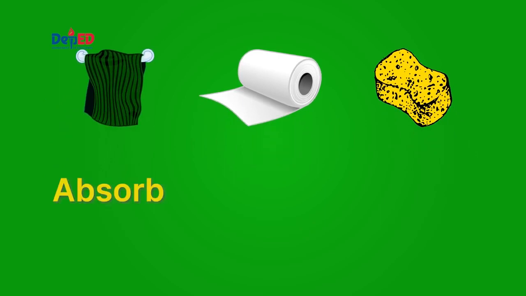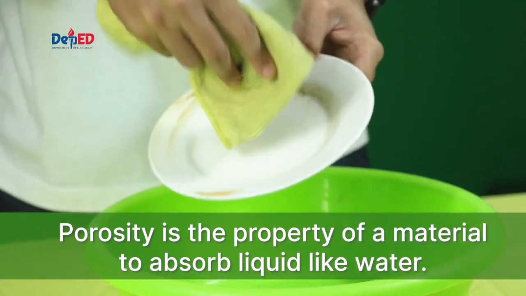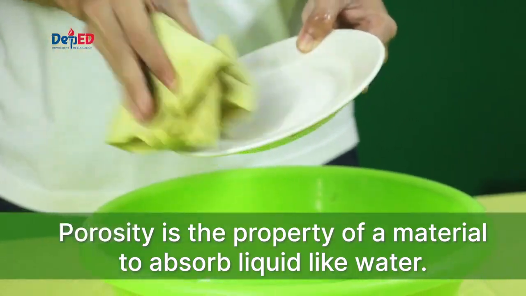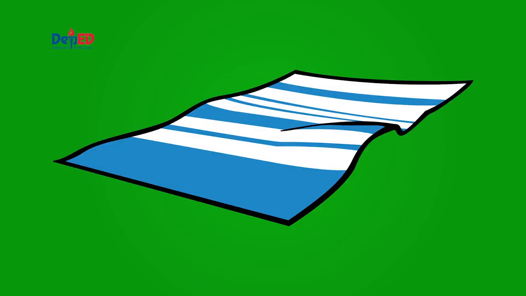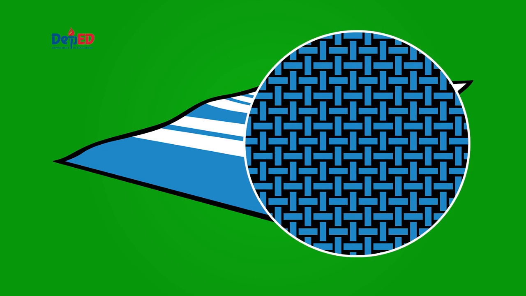When you say absorb, it means to take in water through its tiny holes or pores. Porosity is the property of a material to absorb liquid like water. Do you know that the word porosity stems from the Greek word poros for pore, which means passage? Porous materials have plenty of spaces or holes called pores where liquid can be quickly absorbed.